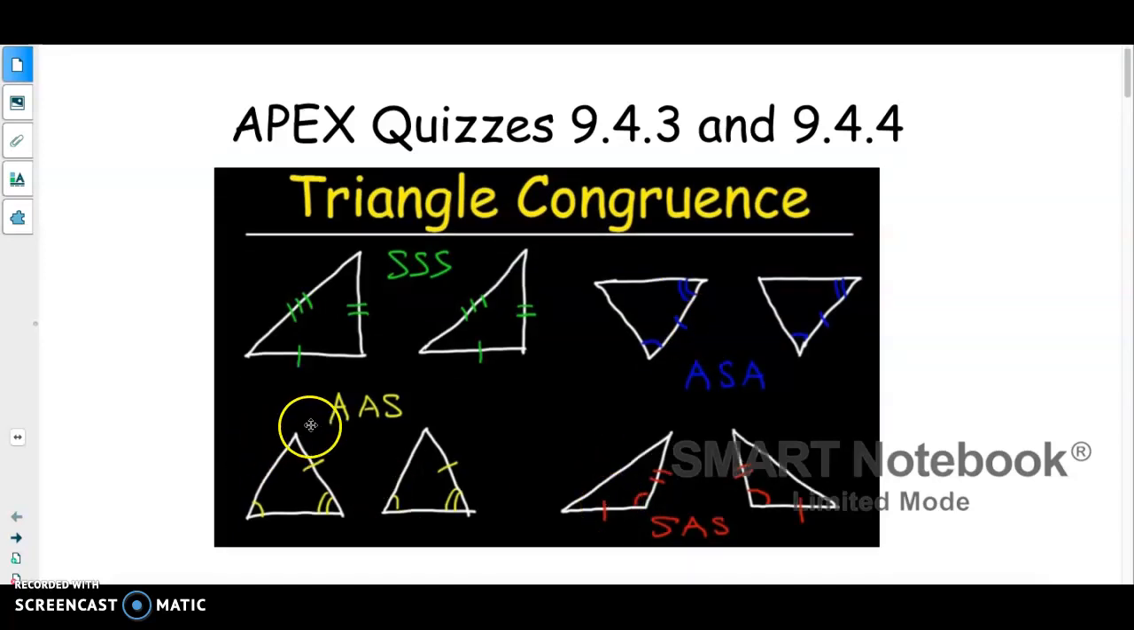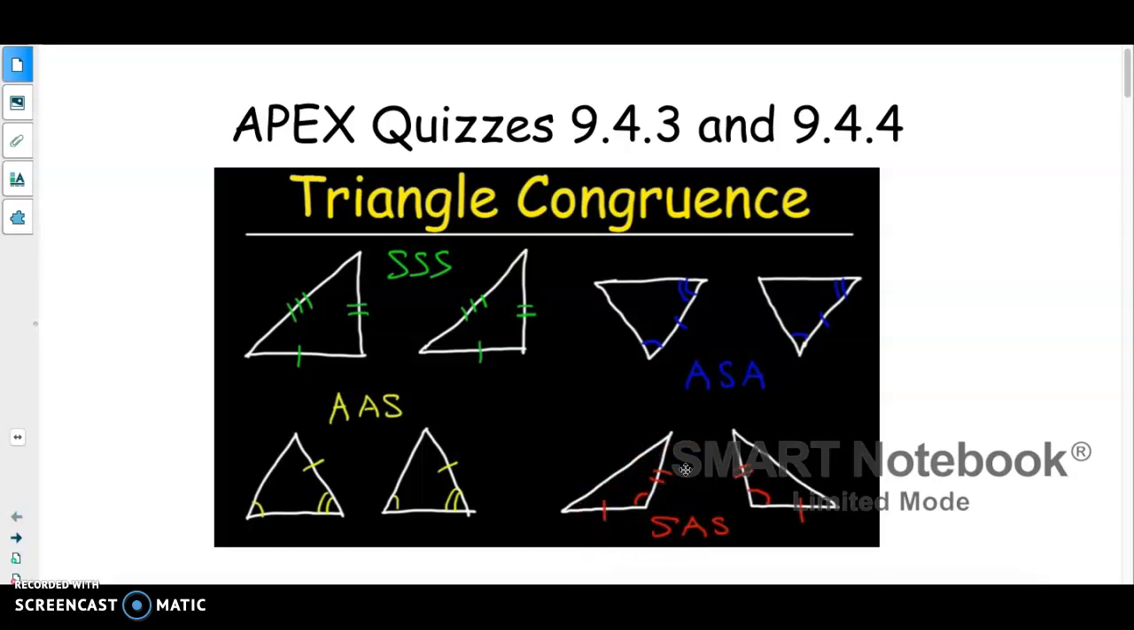The next one here is angle, angle, side. So it has to go in that order. Angle, angle, side. It could have gone in different orders, but it has to have the two angles, then the third side. And the last one is side, angle, side. So you have an angle between two congruent sides, okay?